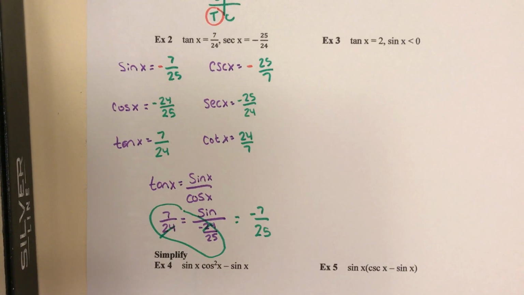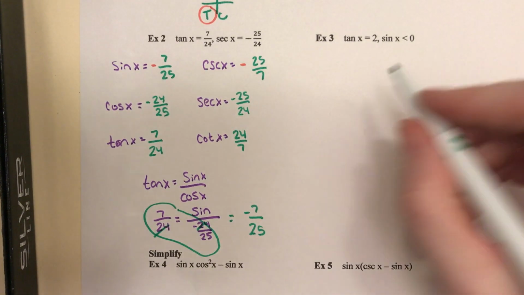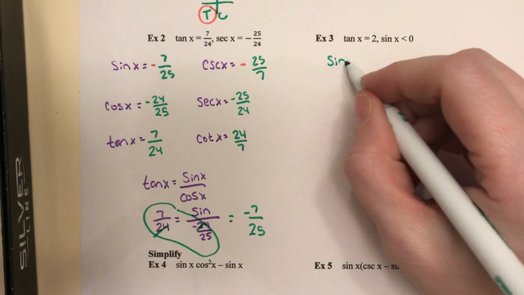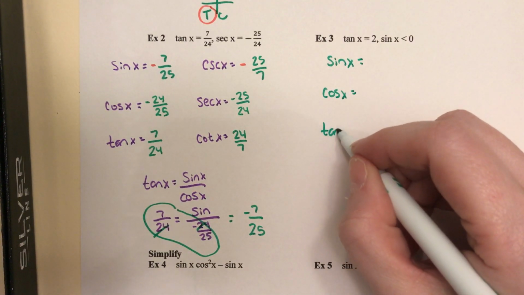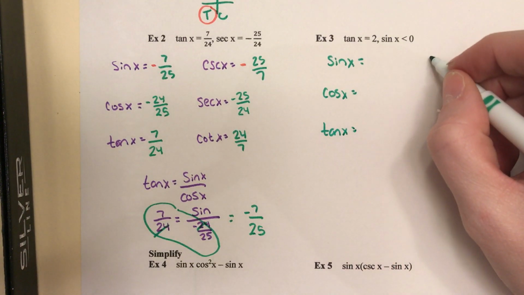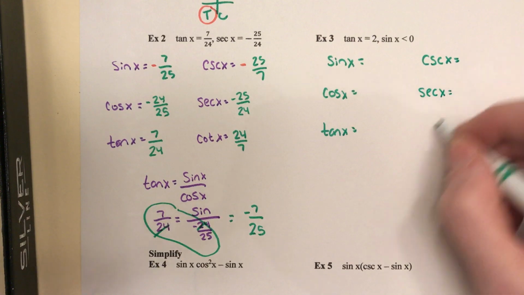Okay, on to number 3. Here we have tangent is 2 and sine is negative. So I'm going to make my list again. Sine, cosine, tangent, cosecant, secant, cotangent.